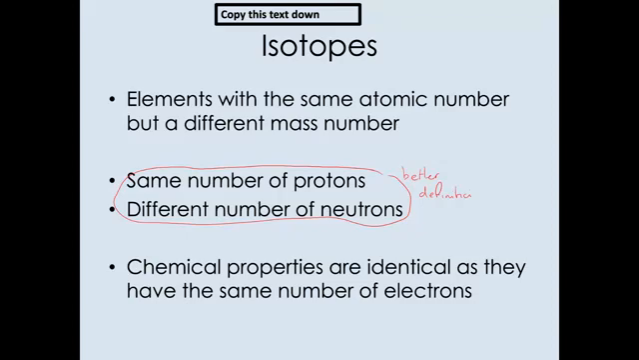And importantly, they've got the same chemical properties because they've got the same number of electrons. So if they've got the same number of protons, they've also got the same number of electrons. And it's the electrons that define the chemical properties of atoms. So the chemical property is going to be identical because they've got the same number of protons.